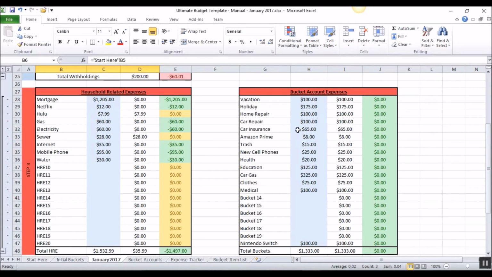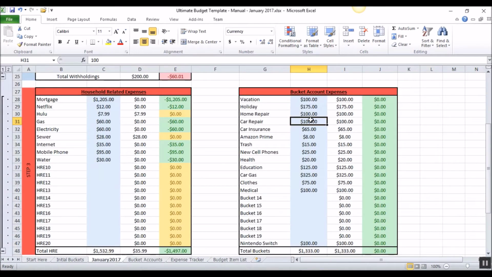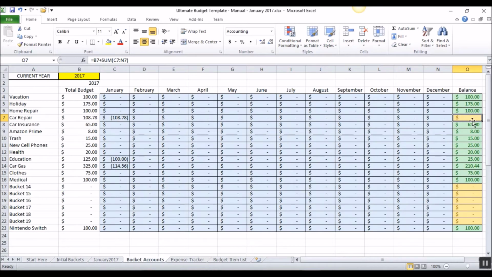So I'm actually going to increase my car repair bucket so that it handles that for me, and I'm going to make it the exact amount. So 108.78 is in there. I'm going to come back over here and change my car repair to 108.78. And you'll notice that now if I go back to my bucket account, it is just a zero balance, which means I have nothing left for car repair.